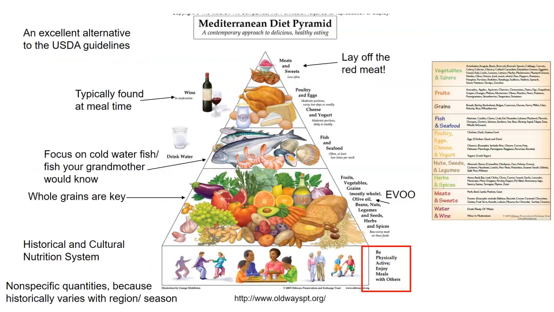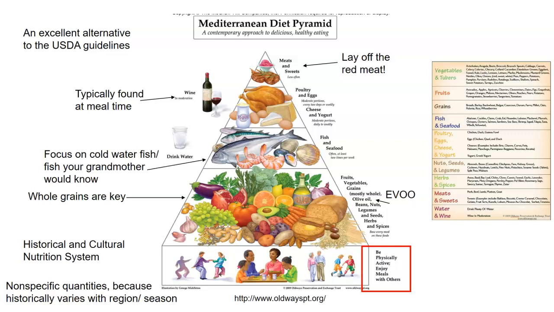Now, an alternative to the myplate.gov system is the Mediterranean diet pyramid. So this still uses a pyramid, but if you notice, it's an excellent alternative to the USDA guidelines. On the right-hand side, it shows you what would be considered in a table for each one of those different food groups we see here. But what do we notice? On the bottom of the pyramid, way at the bottom, it's the idea of sociability and physical activity. That's included in the plan. You should be physically active, enjoy meals with others.